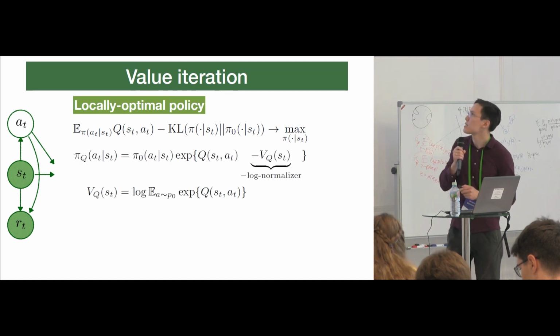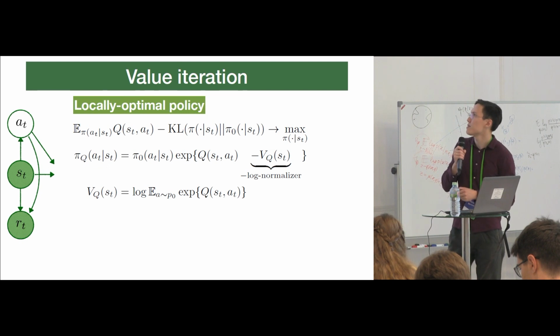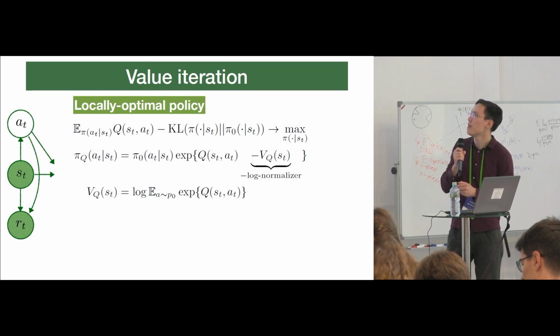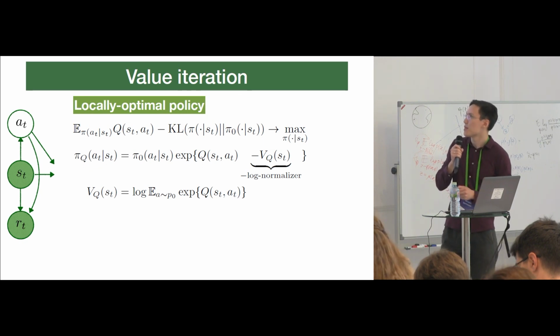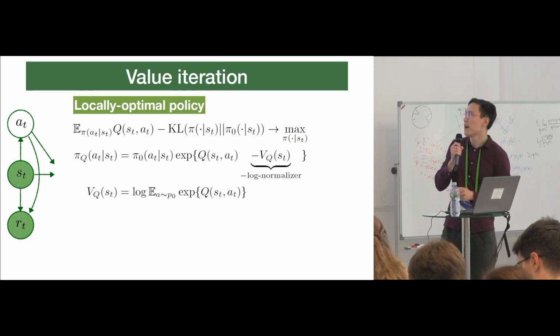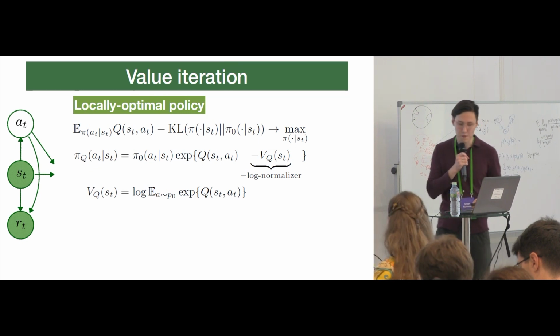Well, apparently the policy that locally optimizes this value estimate is nothing else but a softmax over Q(st, at) values multiplied by the prior policy. And it can be expressed in this form. We simply multiply our prior policy by the exponentiated estimate of the Q(st, at) of the current state and action pair. And we have a log normalizer here that appears to be the value of the current state st. So this pi will maximize the estimate of the value of the current time step.